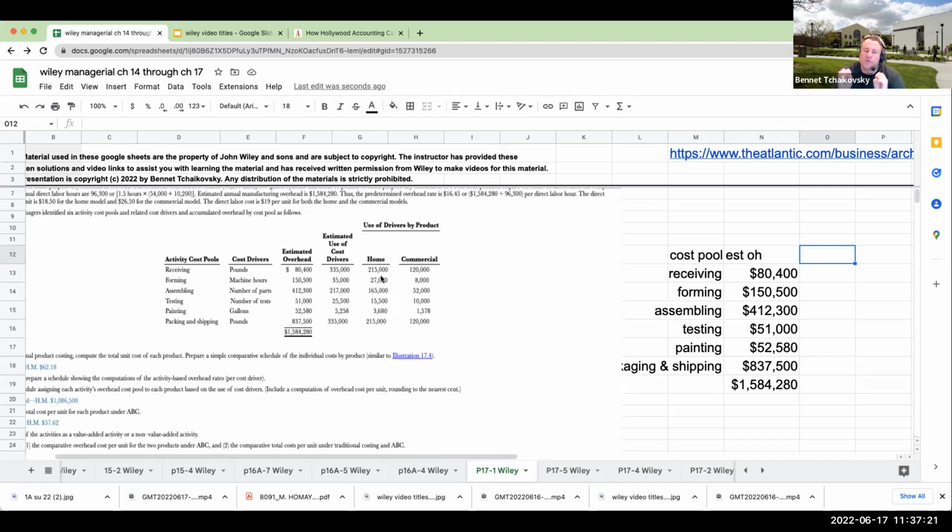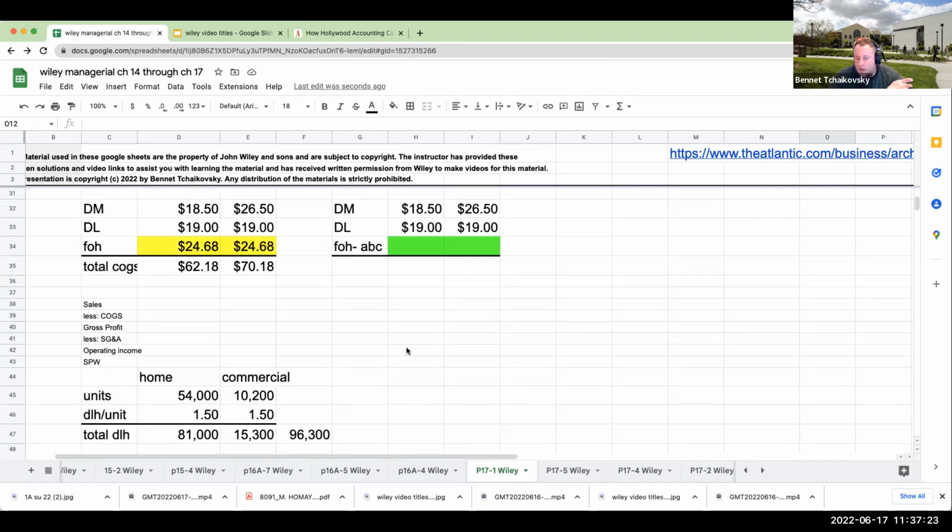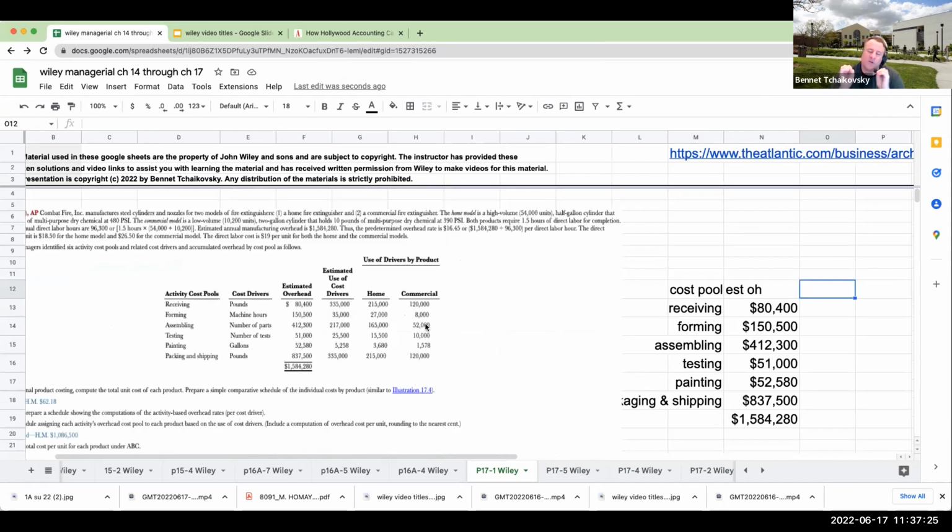So instead of going through and just using one driver, we're taking a little bit more of a micro view, and we're going to then basically come up with our cost per driver. We're then going to allocate it to home and commercial. So in the aggregate, we're going to allocate out the overhead to both home and commercial. So let's go through and do that first. So right over here, our driver.